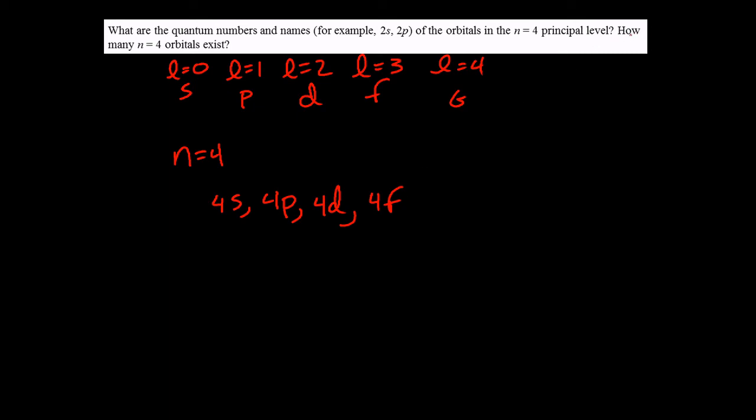And then for the second question there, how many n equals 4 orbitals exist? That would just be, because n equals 4, you would square that value, which would be 16, if I remember my times tables. And you can go back and check me if you want to on that. But that should be correct.